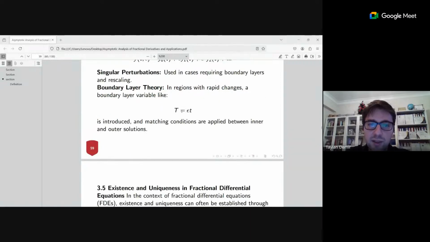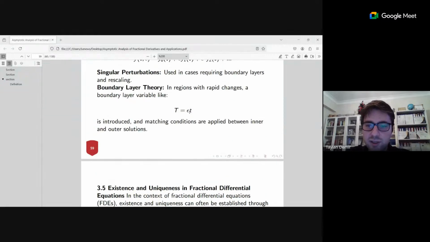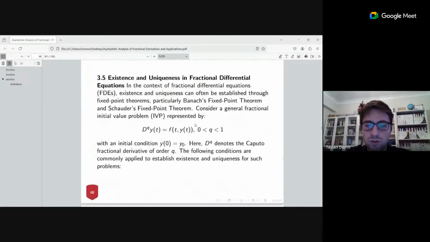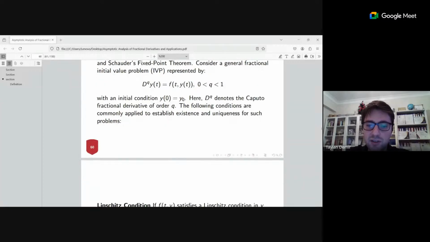And another method is the boundary layer theory, in regions with rapid changes, using a boundary layer variable. It is introduced and matching conditions are applied between inner and outer solutions. And this is another model, the fractional differential equation model, with y(0) = y_0, and D^q is the Caputo fractional derivative.